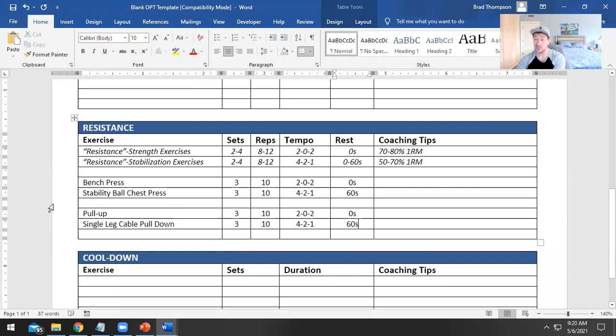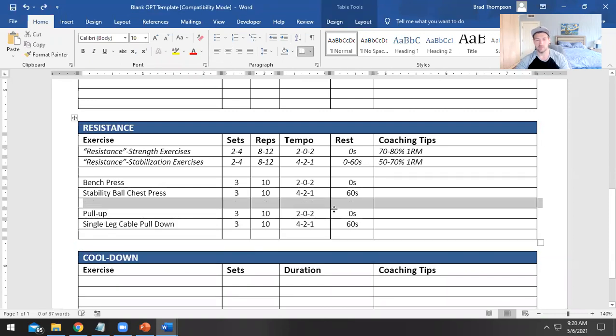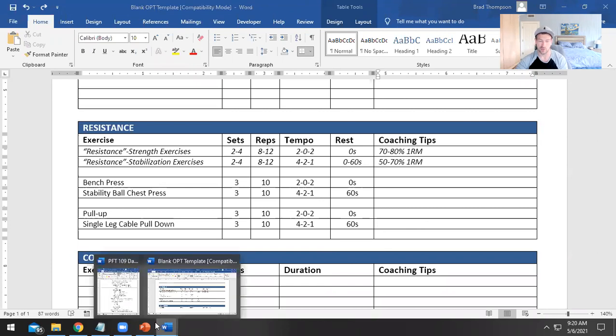Also, you can still do this as a circuit, by the way. You just delete that and then make this 0 seconds rest. Nothing wrong with that either. This is sort of the vanilla traditional version.